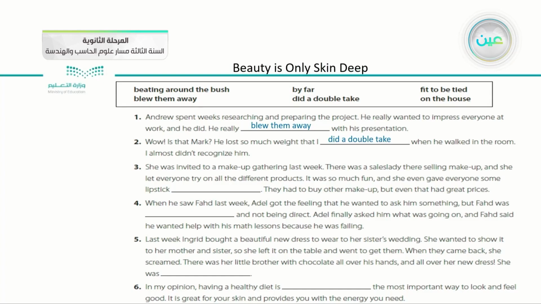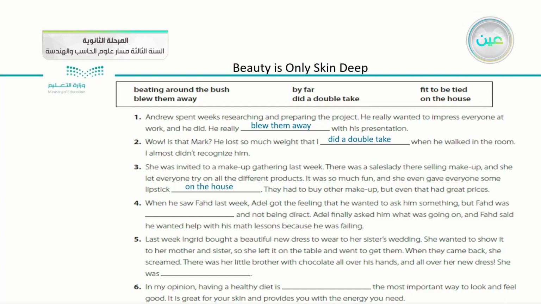Number 3, she was invited to a makeup gathering last week. There was a sales lady there selling makeup, and she let everyone try on all the different products. It was so much fun, and she even gave everyone some lipstick. They had to buy other makeup, but even that had great prices. The answer of this one is on the house.